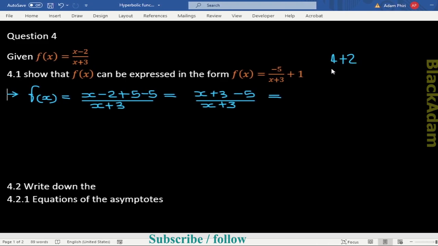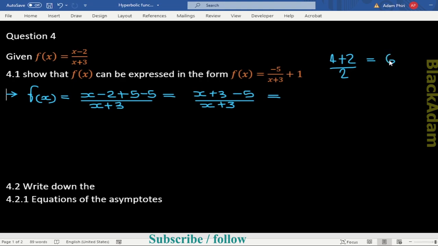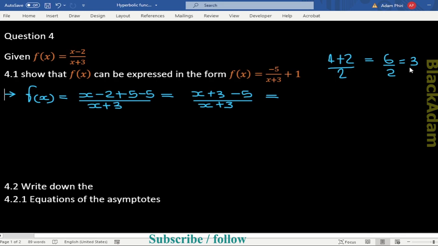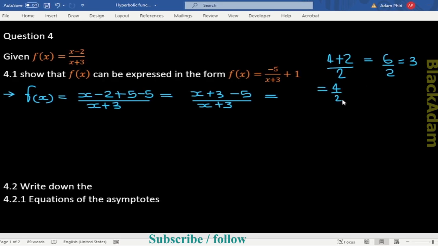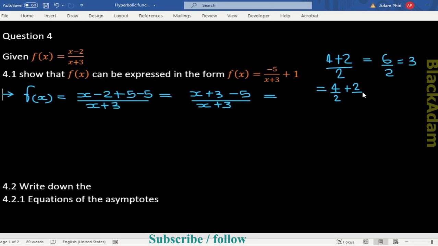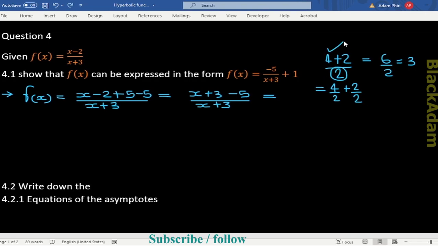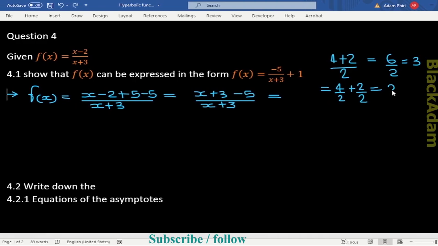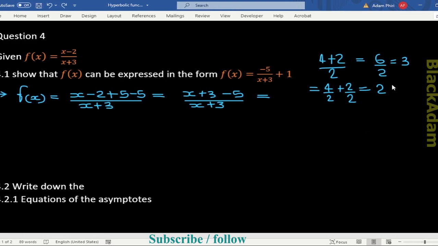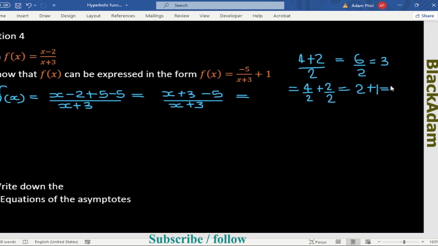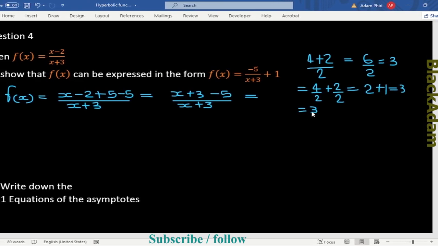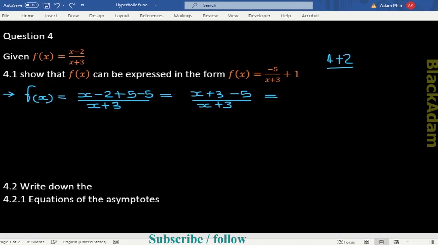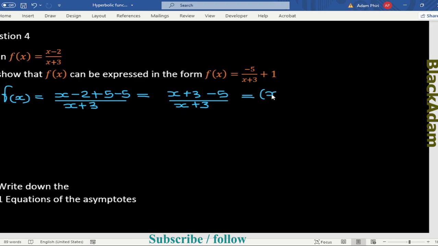So this is how it works. If you have numerators over one common denominator, you can share the denominator. So 4 plus 2 is 6, divided by 2 is 3. Let's see if we share the denominator: 4 over 2 plus 2 over 2. 4 over 2 is 2 and 2 over 2 is 1, so 2 plus 1 is 3. You can see that it gives us 3, the same answer, when we add the numerators and divide by the denominator, or when we share the denominator.